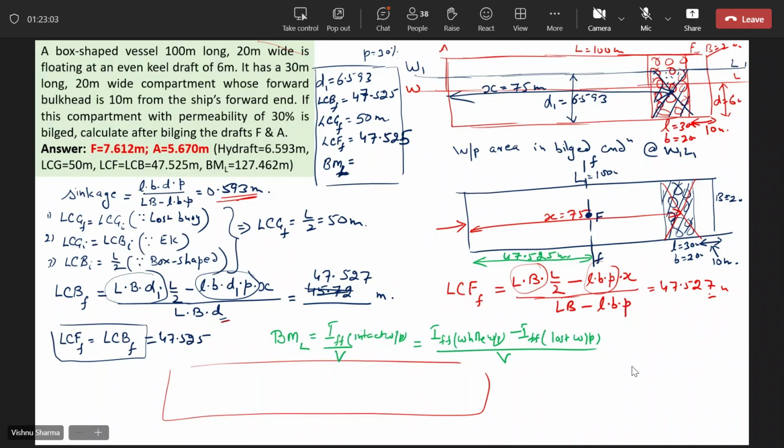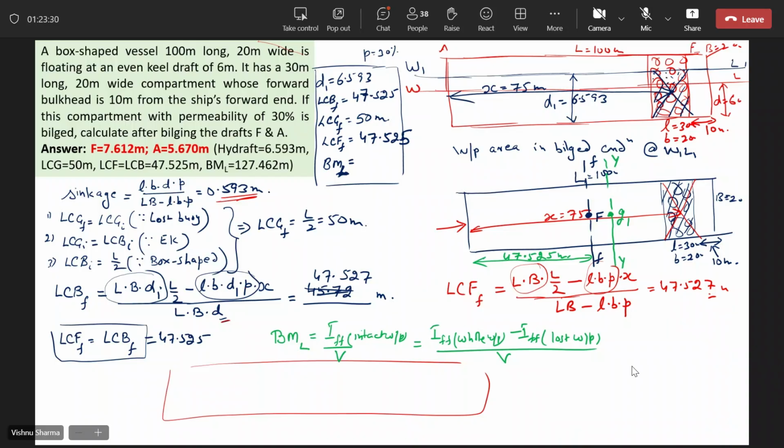No. So FF is not, because F is the geometric center of the intact water plane. It's not the geometric center of the whole water plane. The geometric center of the whole water plane will lie somewhere here at G1, at a distance of half the length, 50 meters. Correct? So I draw a parallel axis through it. I can call it YY.